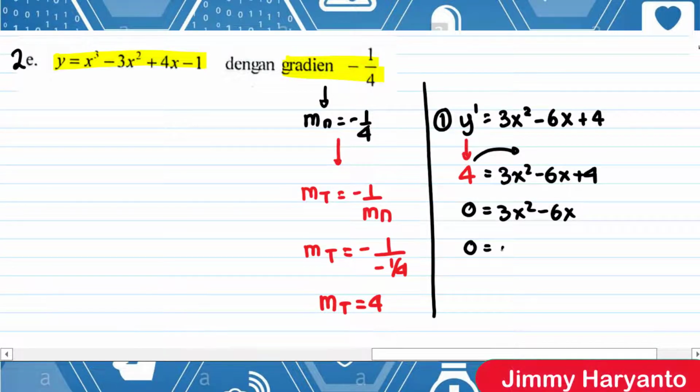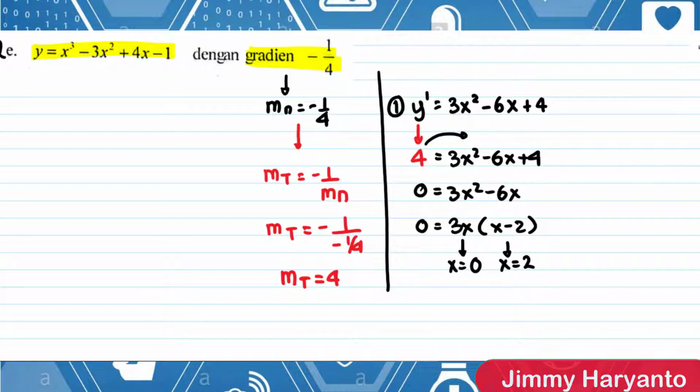And then you can factorize the x and also the 3. Yeah, 3x in the bracket x minus 2. So from this one, you will get x equals to 0. And from this one, you will get x equals to 2. After that, we need the coordinates of the point.